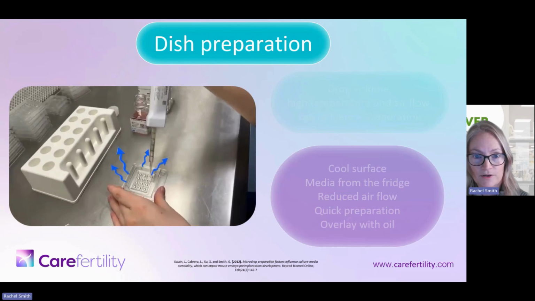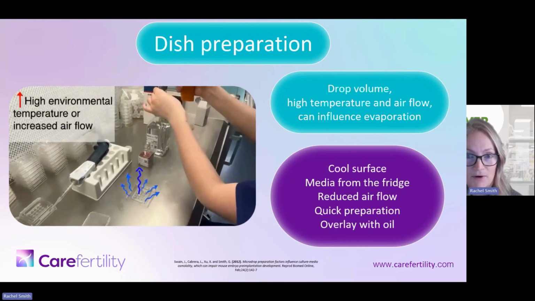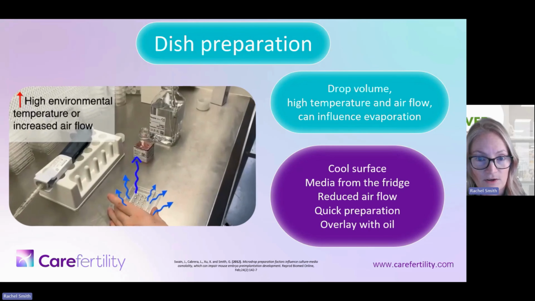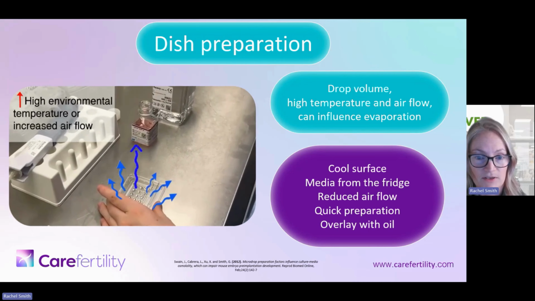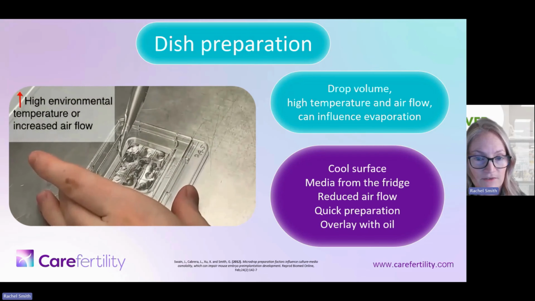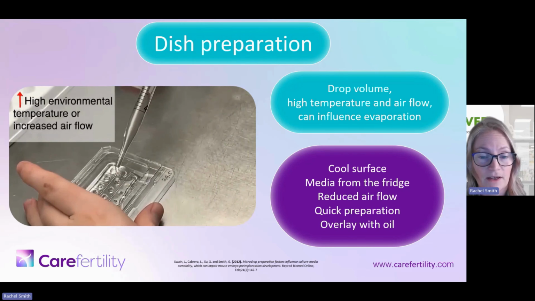So we'll first focus on dish preparation. Here you can see a practitioner preparing one of our dishes. And before the oil is overlain on the dish, there is the possibility of evaporation. And this can happen with increases of temperature and airflow. So what can we do to prevent that evaporation at this point?